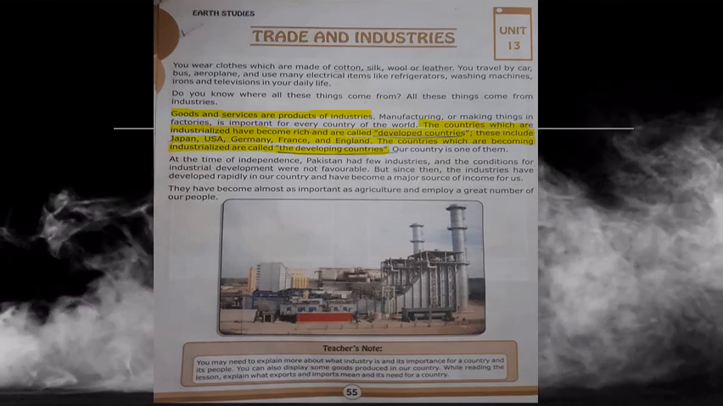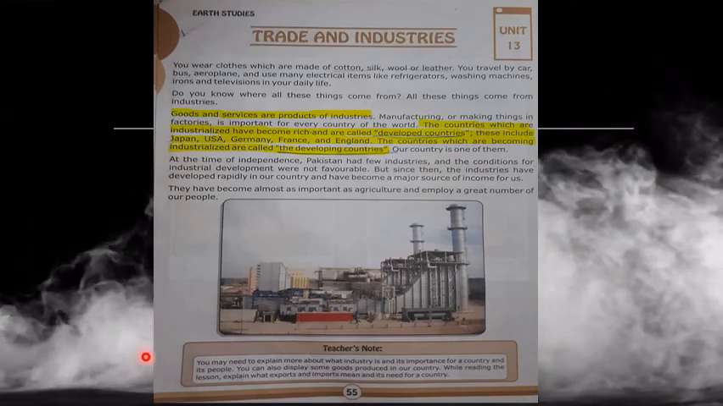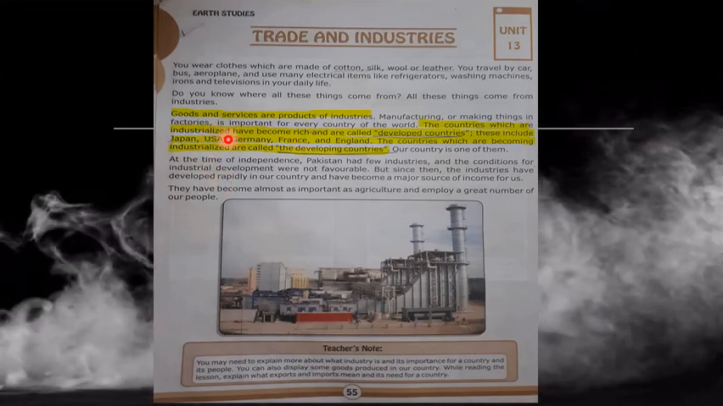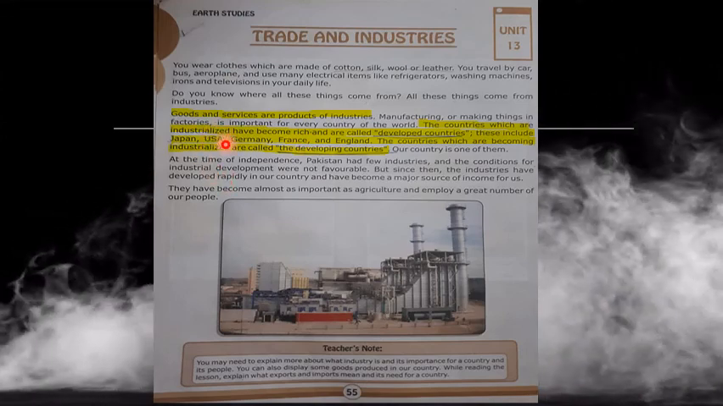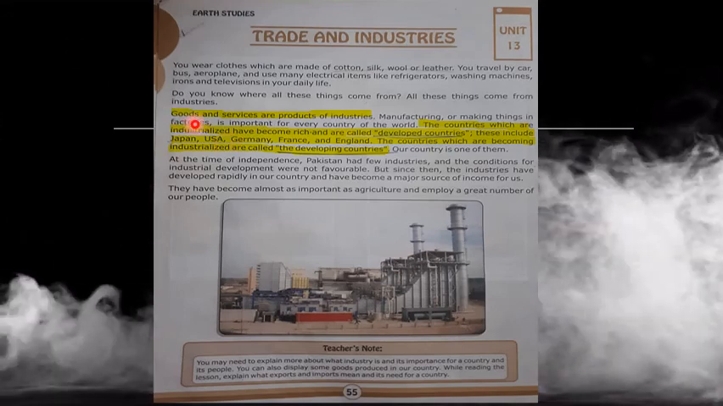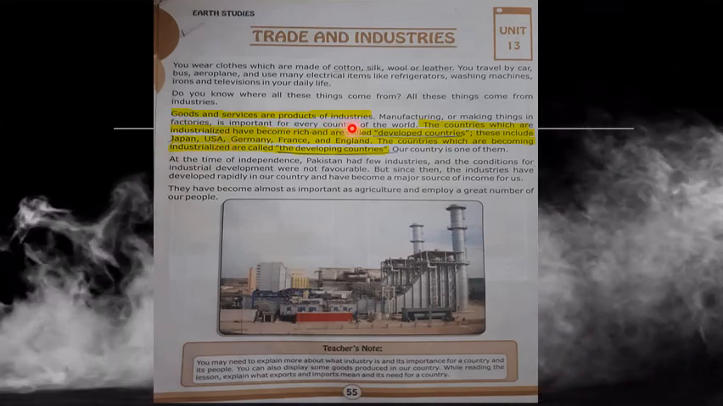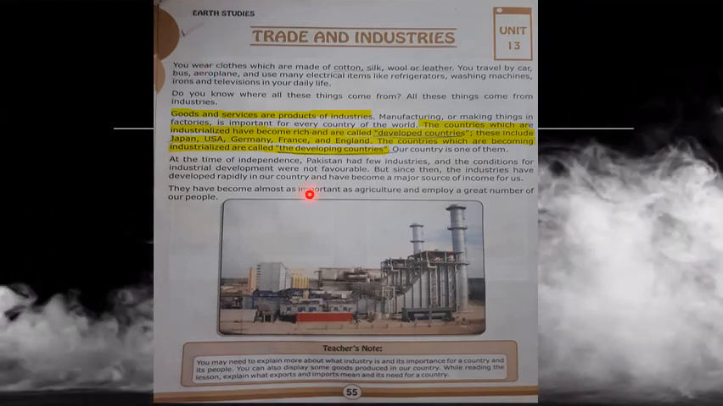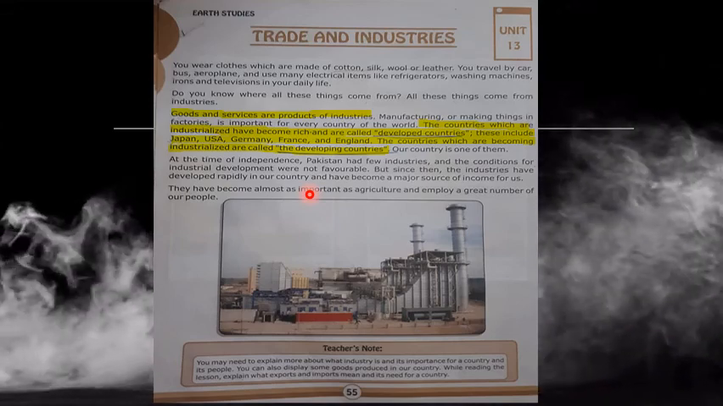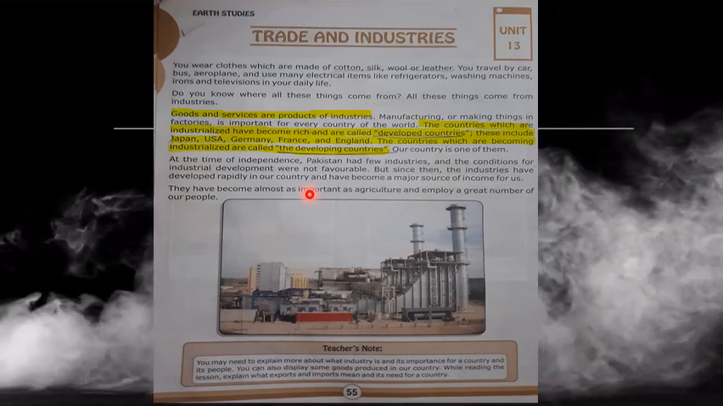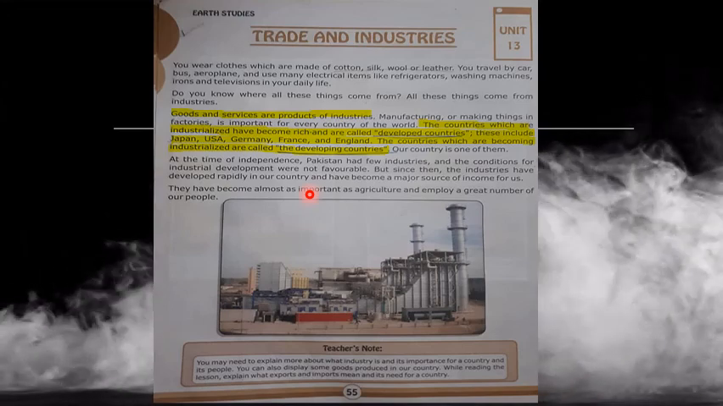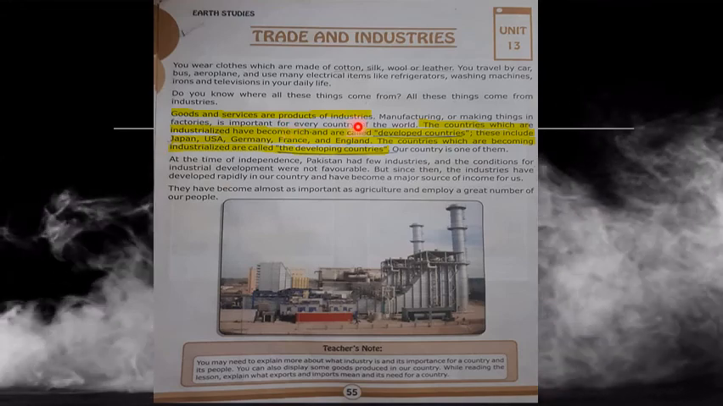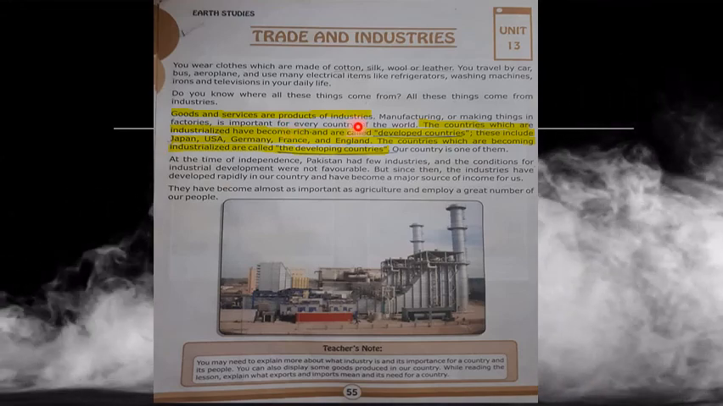This is page number 55 of your book, on which your chapter starts. Here I have underlined some of the important lines so you can read them out properly. Goods and services are the products of industries. The whole chapter is important, but as we used to do in class, we underline the important lines in our book, so you can underline them in your book as well. Goods and services are the products of industries, as we have learned.